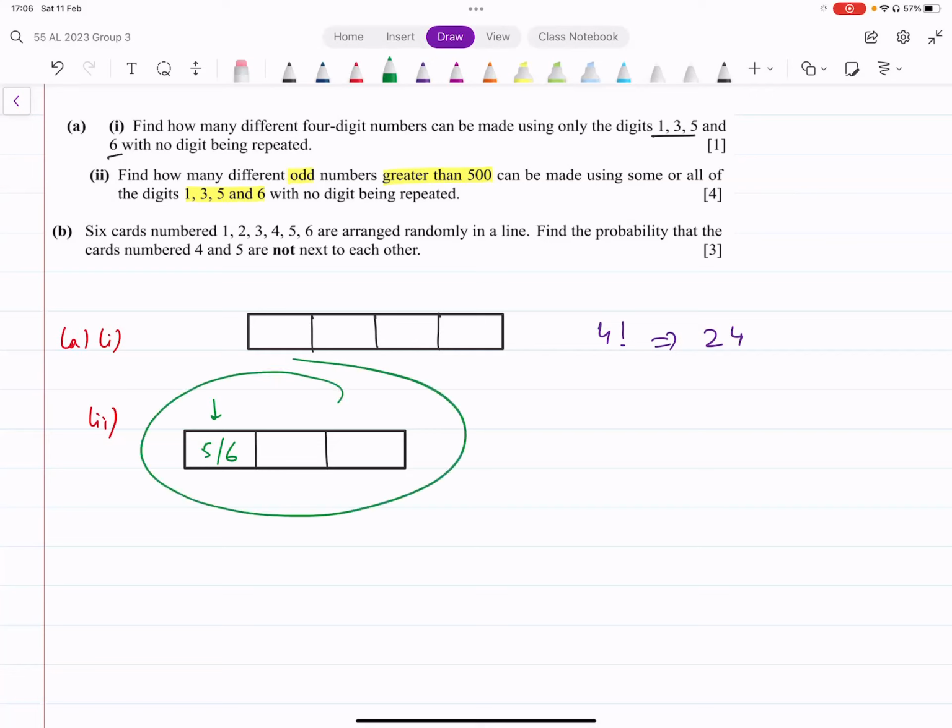Since this number has to be odd, end पे 1 भी आ सकता है, 3 भी आ सकता है, 5 भी आ सकता है. The only number that's not allowed is 6. 6 नहीं आ सकता. 6 के अलावा बाकी numbers आ सकते हैं.